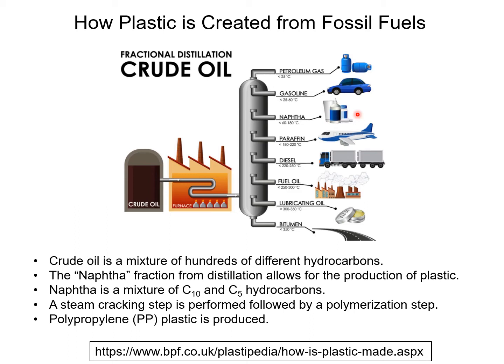Naphtha is a mixture of carbon 10s and carbon 5s of hydrocarbons. And after naphtha is created from this distillation process of crude oil, there is a steam cracking step that gets performed, followed by a polymerization step. And at that moment, you can make polypropylene plastic, as an example.